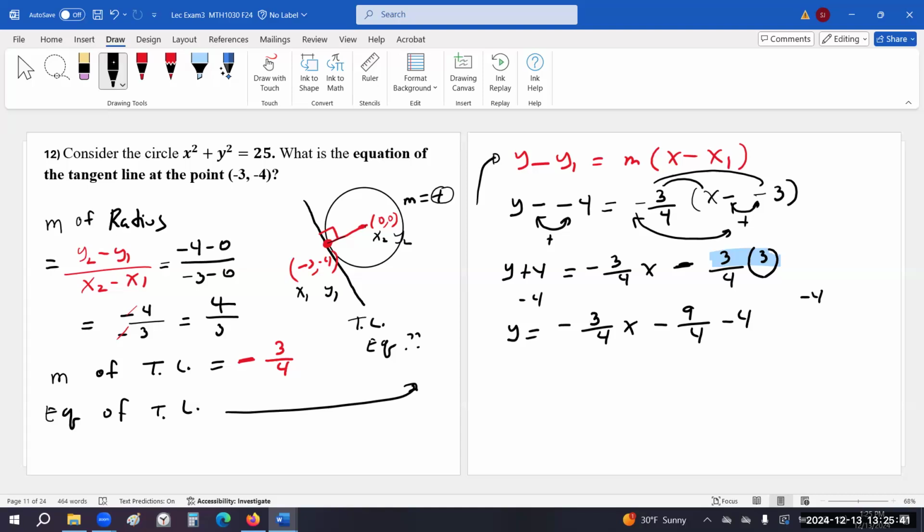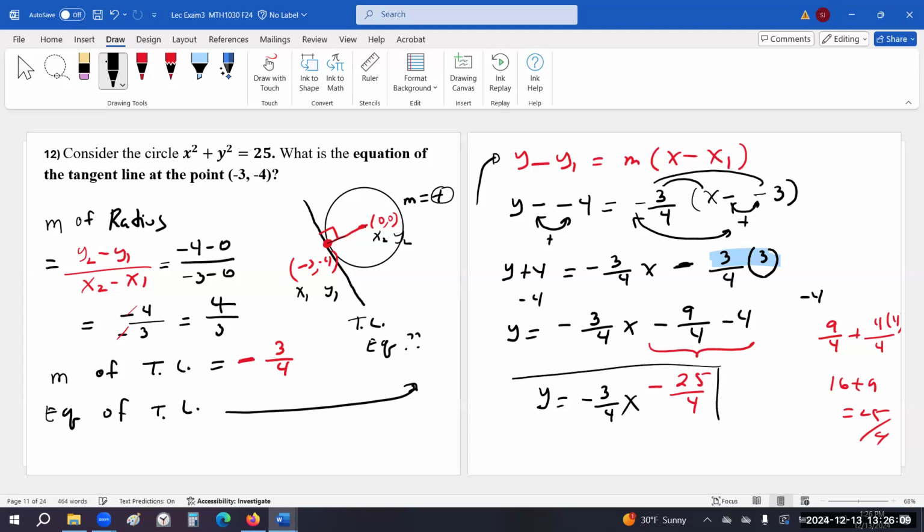Same sign means we keep the sign and we add the numbers. So in other words, we are adding 9/4 plus 16/4. So 16 and 9 gives us 25/4. So from here we get -25/4, and we have y equals -3/4 of x minus 25/4.